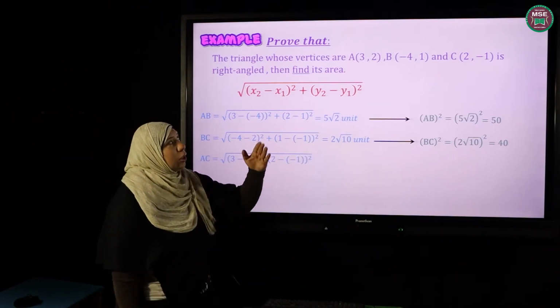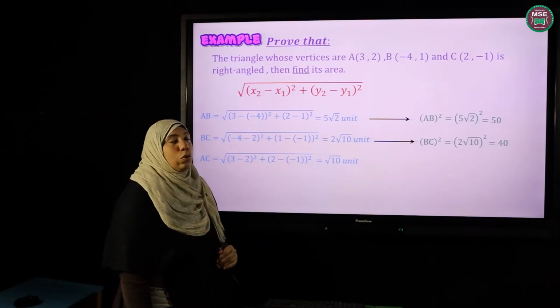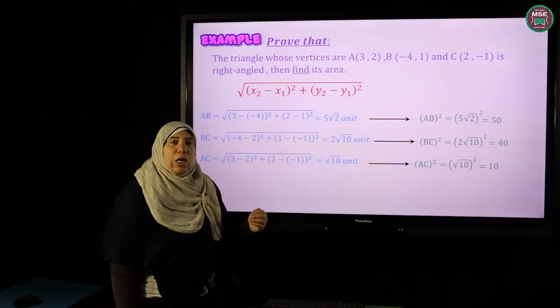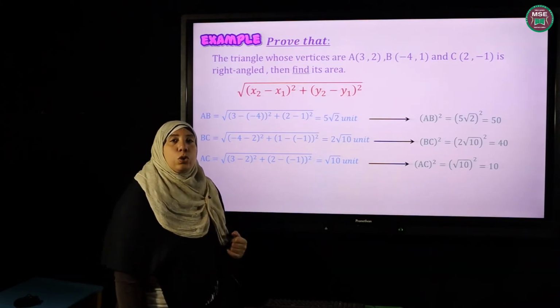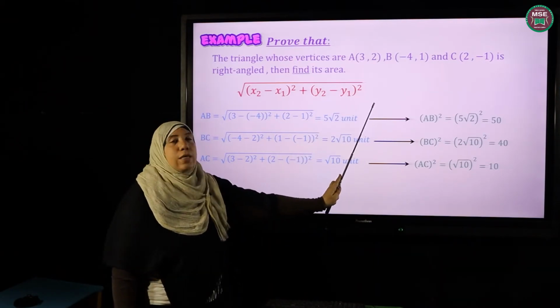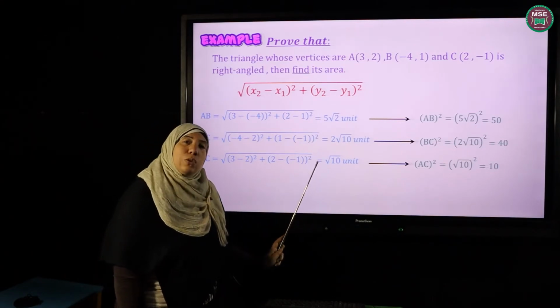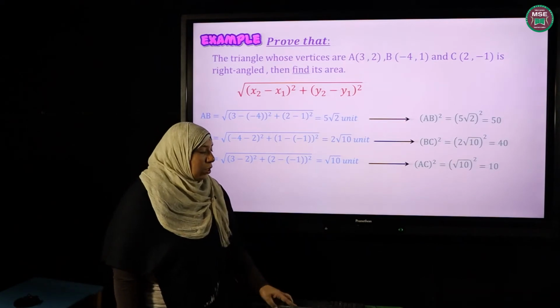AC: 3 minus 2 and 2 minus negative 1, equals square root 10, power 2 is 10. So when you determine the type according to sides, these steps up to here are enough. Now I have 5 root 2, 2 square root 10, square root 10. This triangle is scalene.